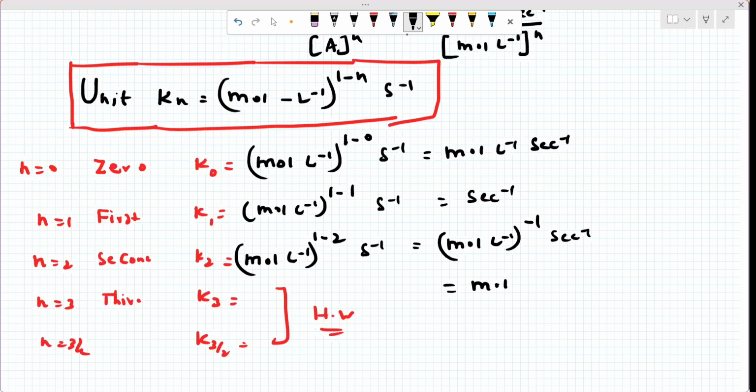And third order, 3 by 2 order and 1 by 2 order. These 3 questions are homework: third order reaction, 3 by 2 order, 1 by 2 order. Send the answers to the WhatsApp group, please. Remaining we discuss tomorrow.